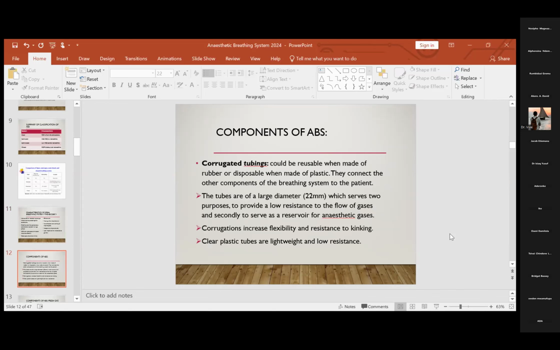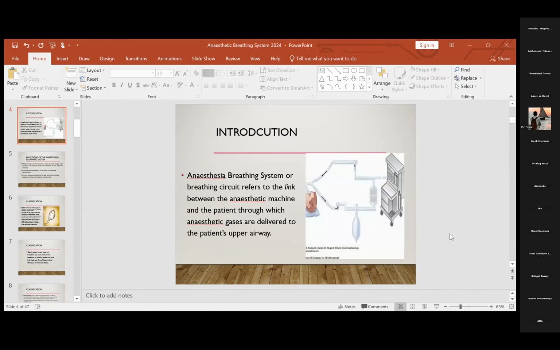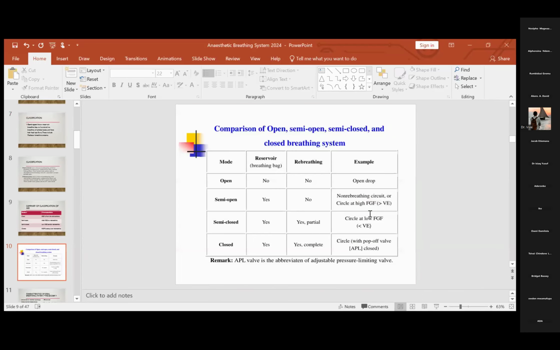So what are the components? Let's go back to the first slides. During the introduction, I told you that all of these make up the anesthesia breathing system. So we're going to be looking at each of the components of the anesthesia breathing system in subsequent lectures.